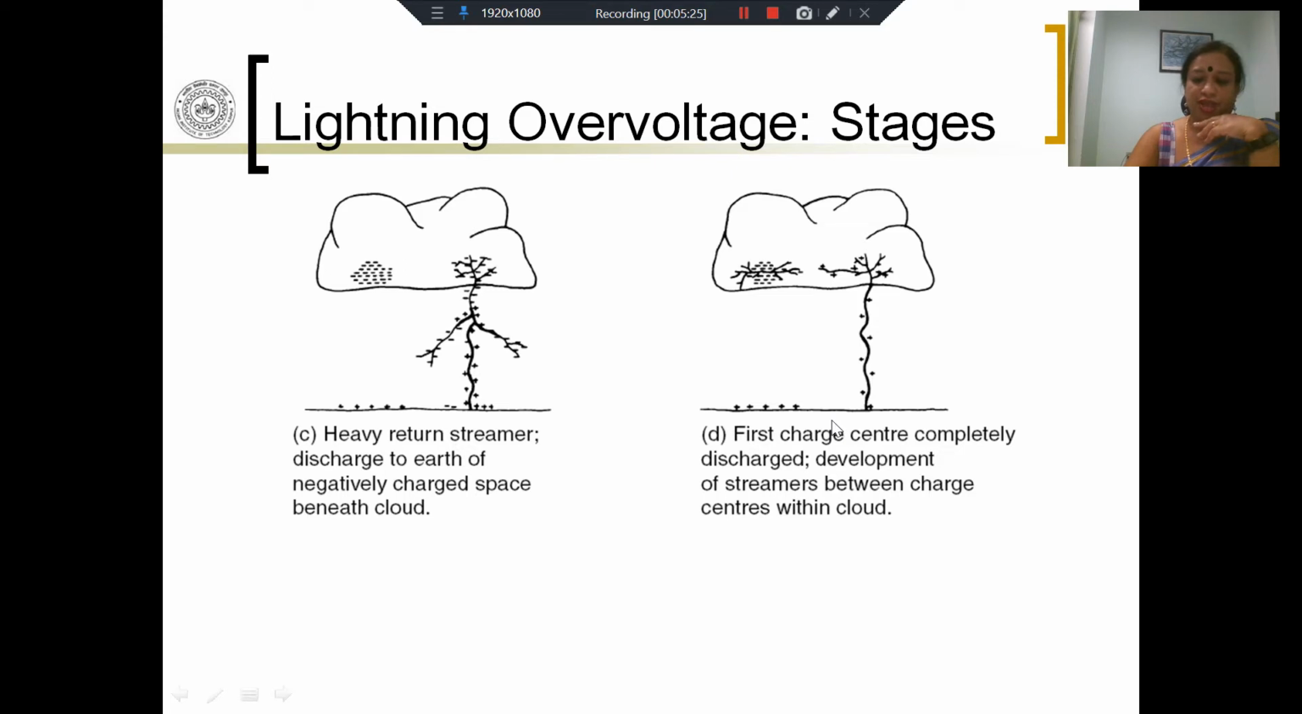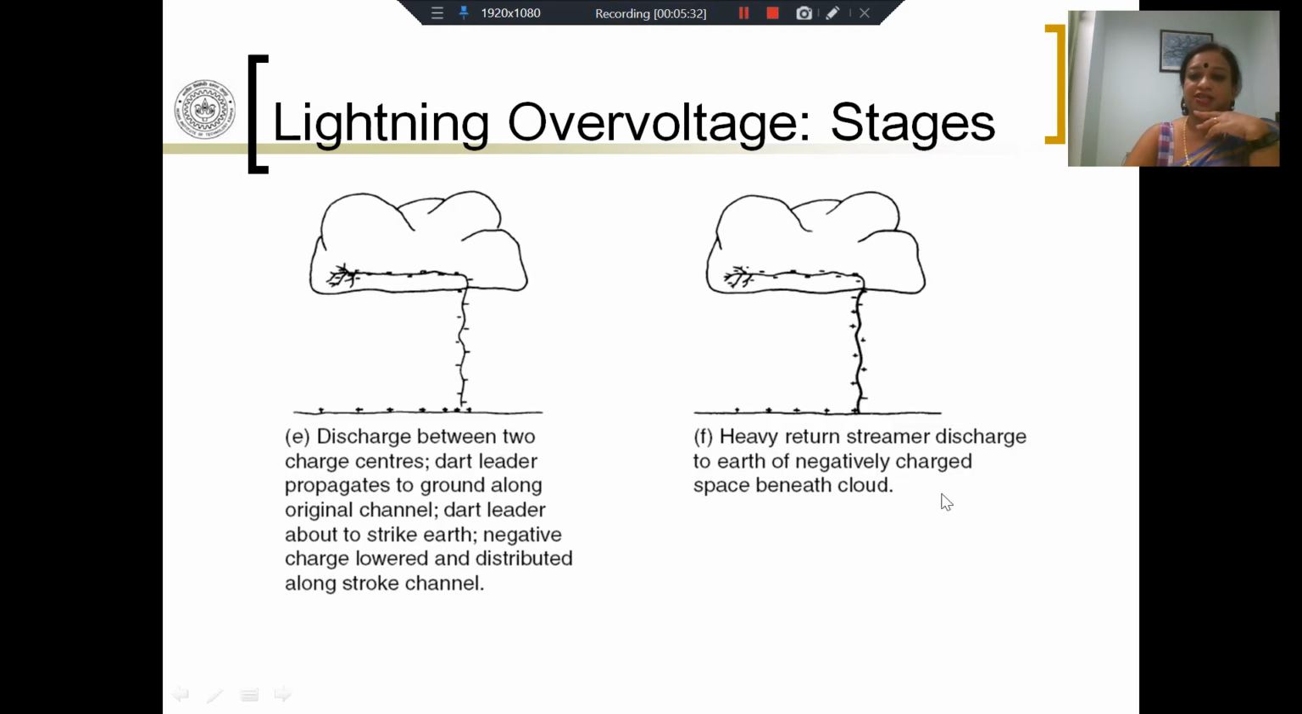So these are the steps. First, the charge center is completely discharged, and you have a development of streamers between charge centers within the cloud. Once this discharge connects these two charge centers, because there is already a high conductivity channel to ground created by the first flash, this second charge center will also discharge to ground along this original channel. So first there will be a discharge between two charge centers, then the dart leader, which will propagate to ground along the original channel.